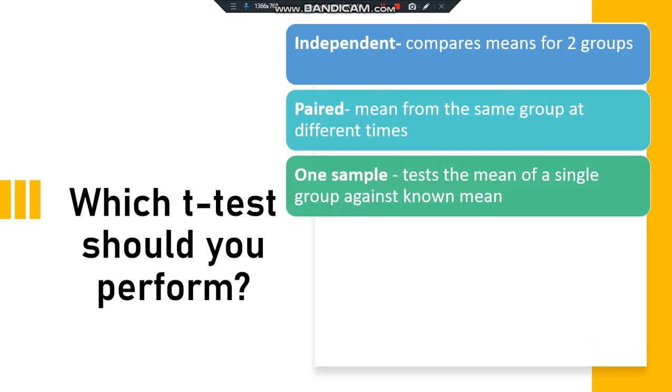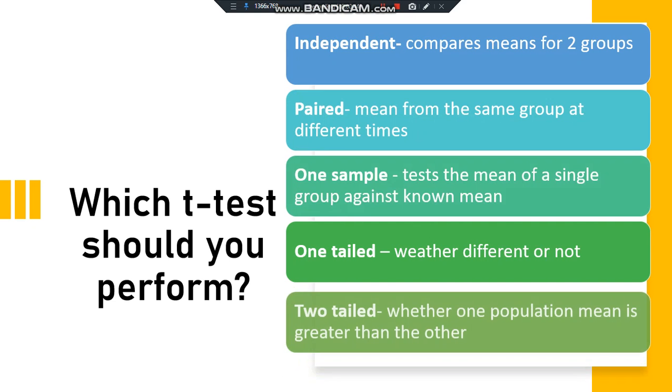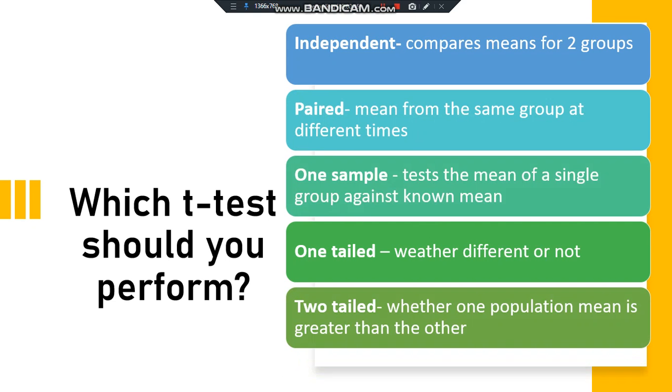Then we have the one sample t-test, which basically compares the mean of a sample against a known value or against the literature value. We also have the one-tailed and two-tailed test, which basically means the one-tailed test is going to tell us whether there exists a significant difference between the two means or not, and the two-tailed value will tell us which population has a higher mean, or which sample mean is significantly higher.